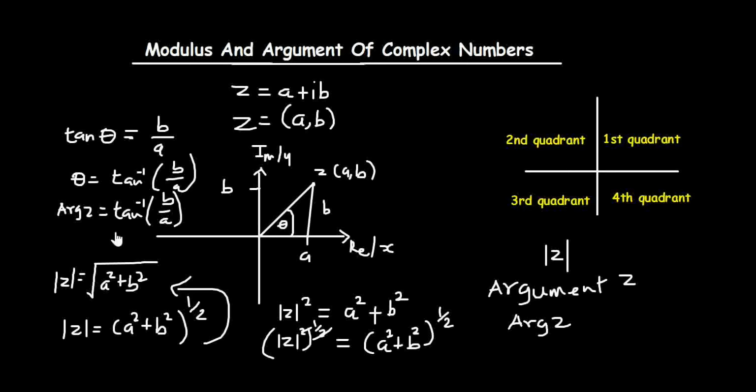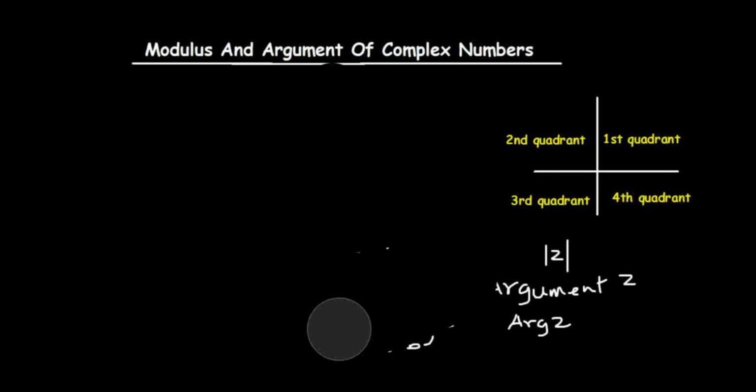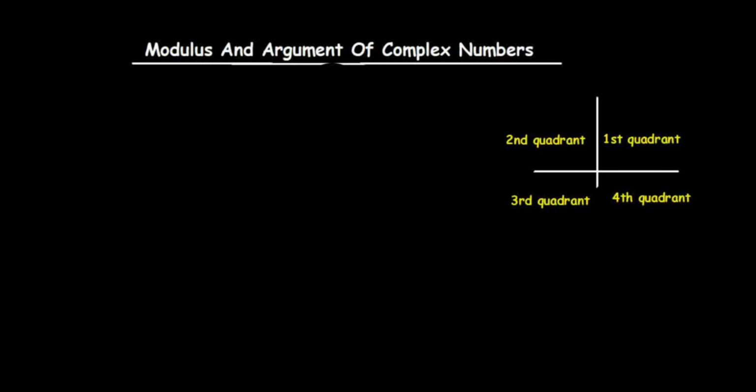So let's take some examples to help us understand this better. Now let's consider the complex number Z, which is equal to 3 plus 4i. You have to calculate the modulus and then the argument of this complex number. But before we do that, let's draw the plot, or the graph, for this complex number. You see that this complex number is in the first quadrant here.